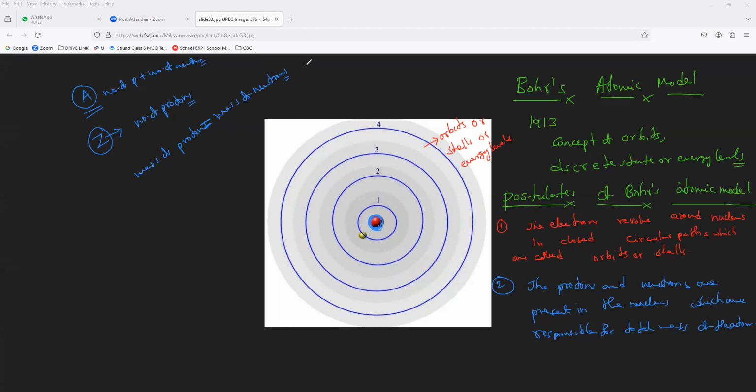That is why the atomic mass of any atom, we will consider the sum of the protons plus neutrons. So hope you all are clear. Any doubt you can ask me.